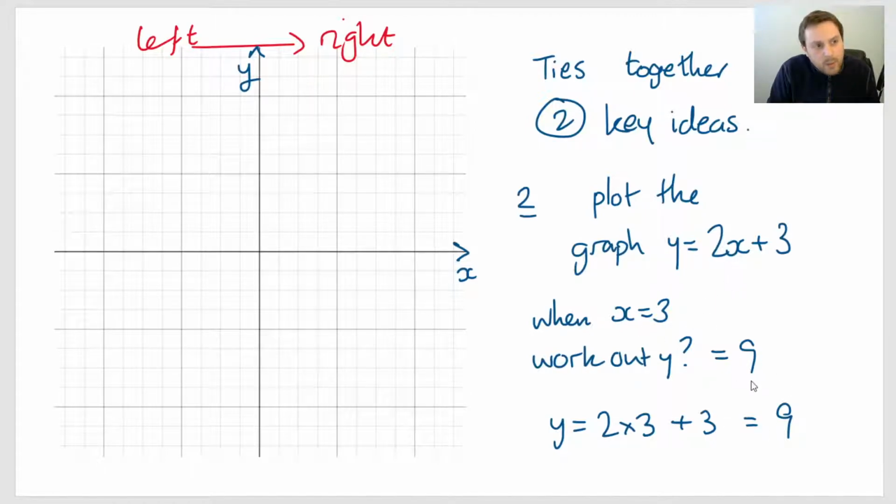Now, the way this ties in with graphs is that these are coordinates that will be on this graph. So if you plot the coordinate 3, 9, so 3 along and then 9 up, there's a coordinate there. Here's where 3 is, here's where 2 is, here's where 1 is. That's the origin, where 0, 0 is. So let's work out some more coordinates.